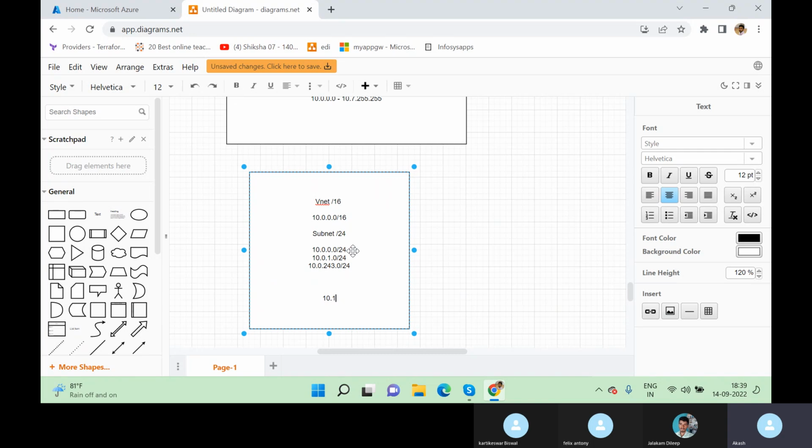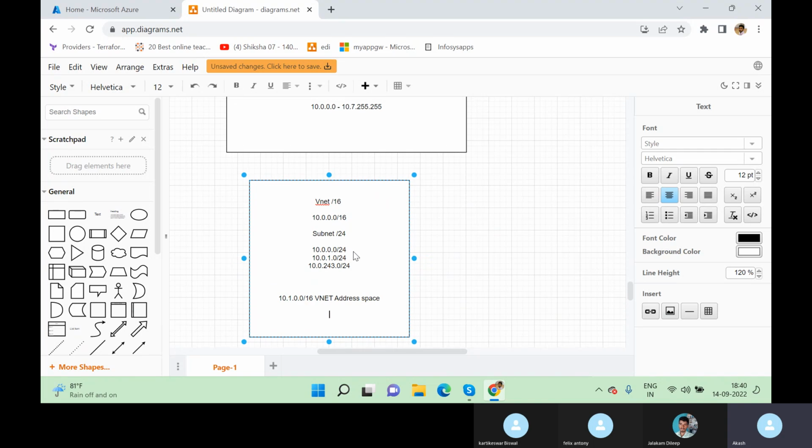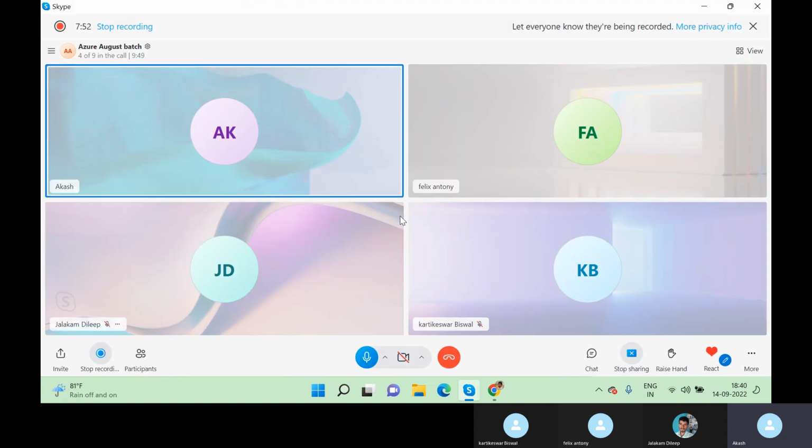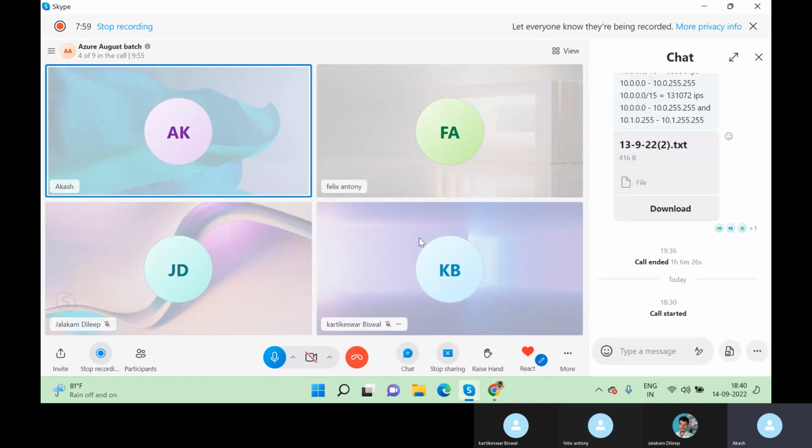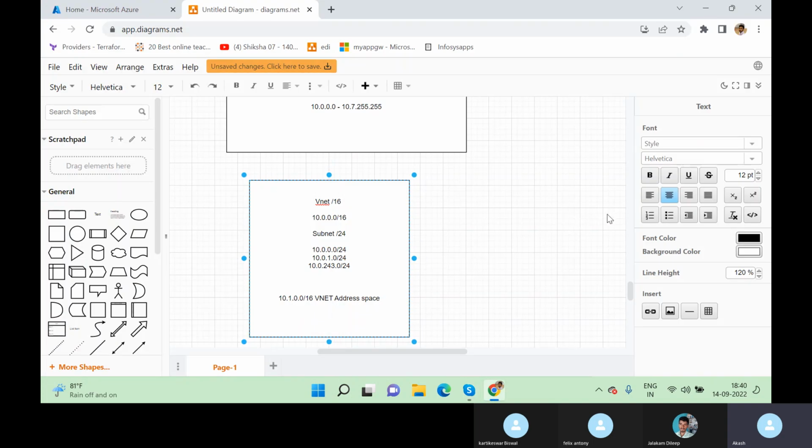10.1.0.0/16 is my VNet CIDR, VNet address space rather. Can you give me a few subnet address spaces? Can you at least give me 3 subnet address spaces? Just type it on your notepad, and once everyone is done, you can send it on the chat. It won't take more than 2 minutes.